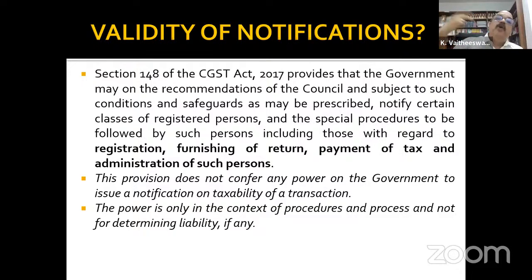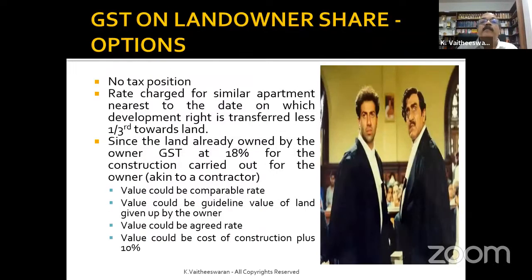Can you go beyond that and specify categories of taxability? Can you under 148 say that the developer has to pay GST on the construction carried out for the owner? Can you under 148 declare a taxable event, saying that a joint development creates a tax liability? How do you create a tax liability? There has to be a supply. Can you deem a supply through a 148 notification? So that begs the question as to the validity of notification under 148.